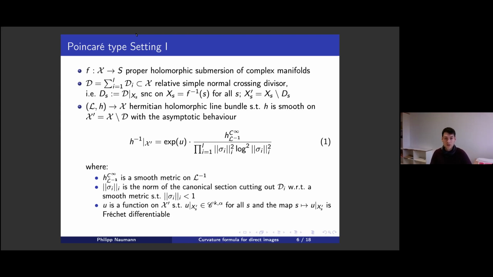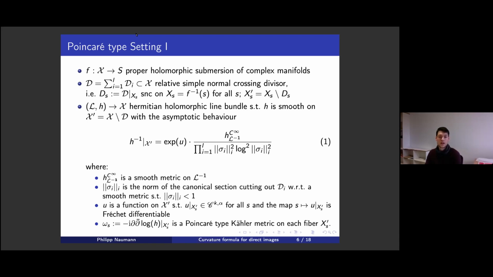So this is just to cover an application I will present later. This is some function which lies fiberwise in some Hölder space with respect to quasi-coordinates on these open fibers, together with some regularity in the horizontal direction. By this we mean that it's Fréchet differentiable. For the moment we can just ignore it, and it won't really play a role in my talk. So just set it to 1. But it has to be there just to cover this application.